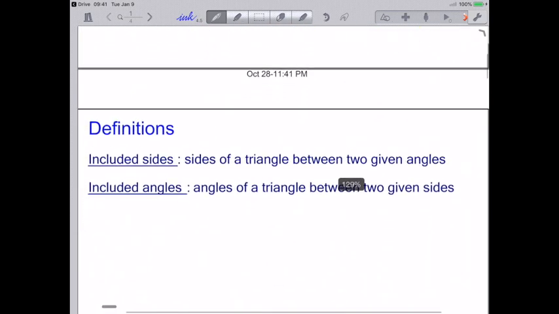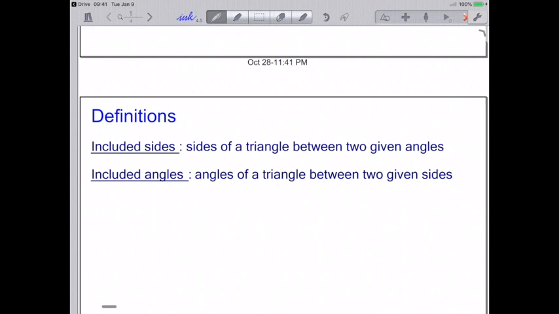So here are the definitions that we're going to be focused on today. Included sides and included angles. Now, included sides are simply sides that are between 2 given angles. So I think the key word here is between. Same goes for included angles. They are angles of a triangle between 2 given sides.